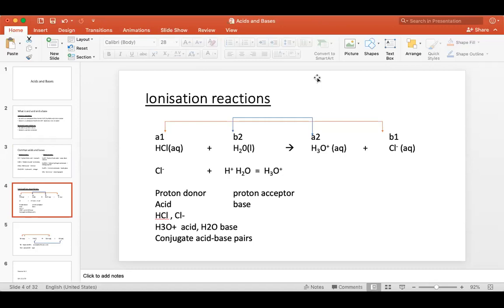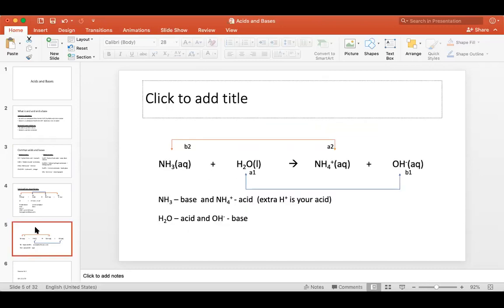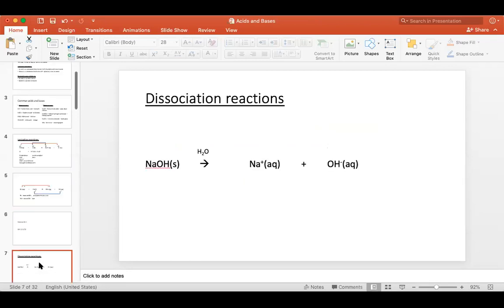For example, HCl. When you put it in water, you get H3O+, which is your hydronium ion or oxonium ion, and Cl-. Then we did another example, NH3 plus H2O gives you NH4+ and OH-. And then we looked at dissociation. If you take a base like sodium hydroxide and put it in water, the water breaks up the sodium hydroxide crystal into Na+ and OH- ions.